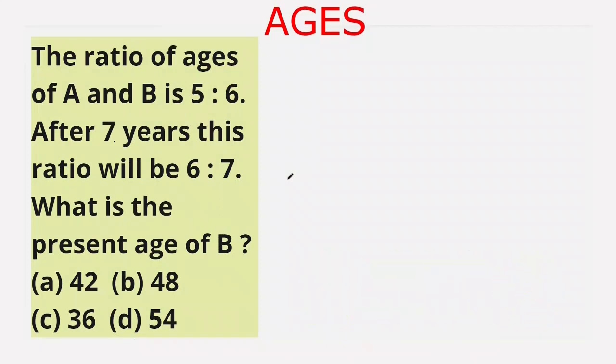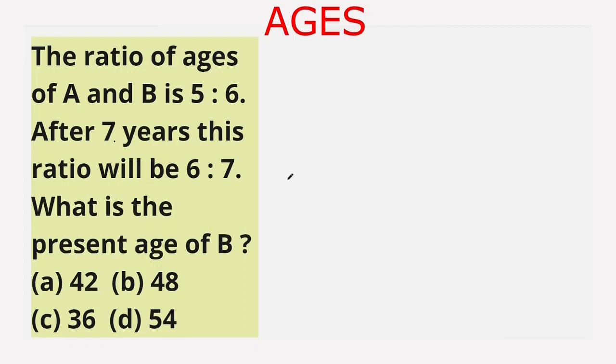I ask you, can we solve this question orally, just looking at the options? The ratio of ages of A and B at present is 5:6, and after 7 years it will be 6:7, and they have asked the age of B at present.